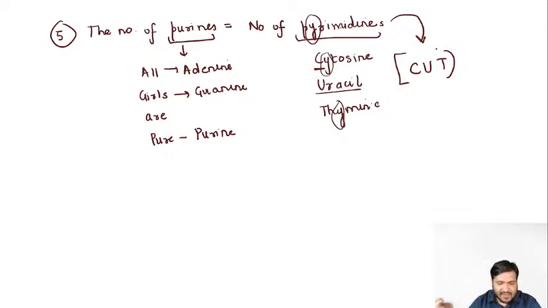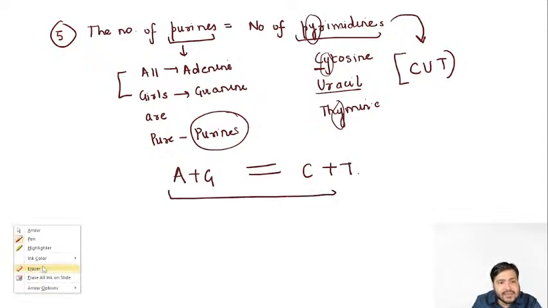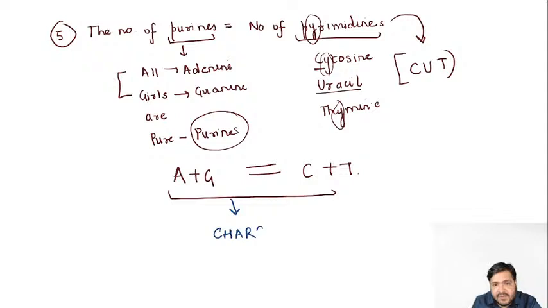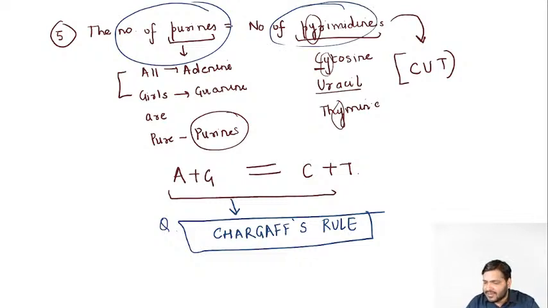Now what does this rule say? The number of purines, that is A plus G, adenine and guanine, will be equal to cytosine plus thymine, and that particular rule is none other than your favorite rule, Chargaff's rule. A question in NEET PGI 2013 came in the exam on this, and you will now do it and tell me the answer. Remember Chargaff's rule: the number of purines will always be equal to the number of pyrimidines.